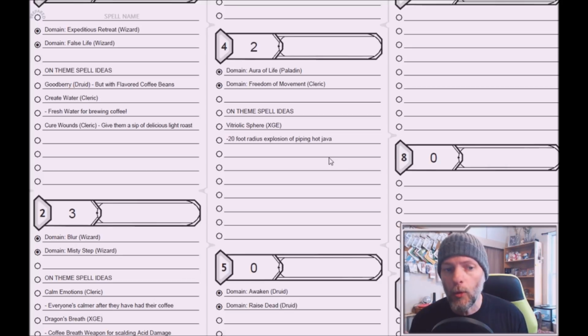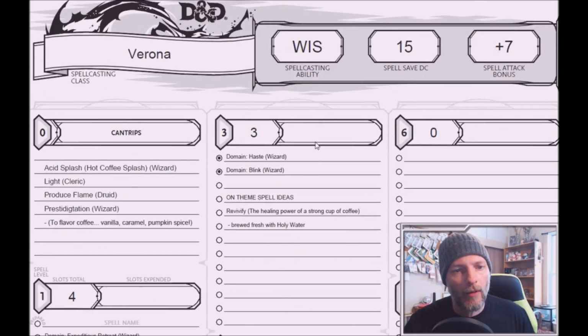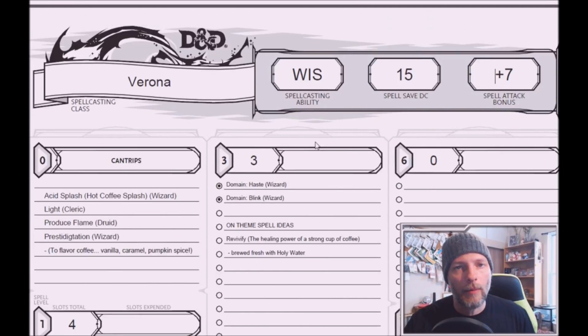But for 4th level, a few more ideas would be, I don't know how to say that, but it is in Xanathar's Guide to Everything, Vitriolic Sphere. And this will be a 20-foot radius explosion of piping hot Java. And I believe that is all that I went for as far as on-theme spells. That is the Homebrew Coffee Domain for the Cleric.